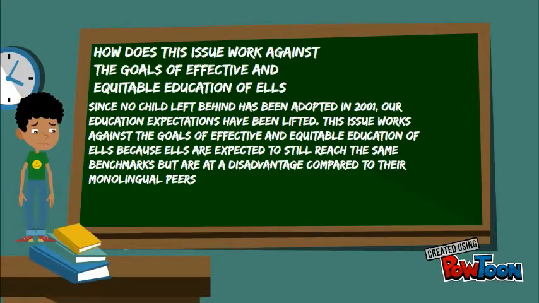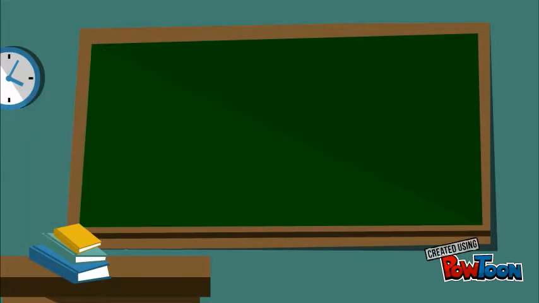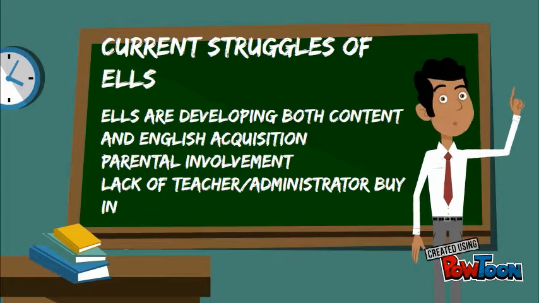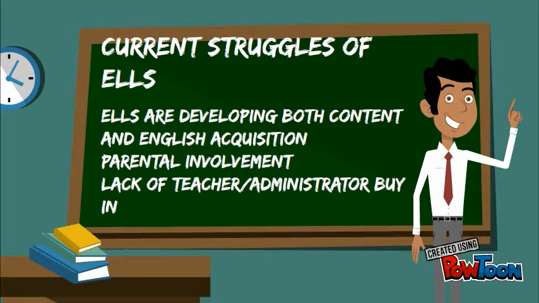Since No Child Left Behind was adopted in 2001, our education expectations have been lifted. This issue works against the goals of effective and equitable education of ELLs because ELLs are expected to still reach the same benchmarks but are at a disadvantage compared to their monolingual peers. A few current struggles of ELLs are developing both content and English acquisition at the same time. Parental involvement is very low, and there's also a lack of teacher and administrator buy-in.